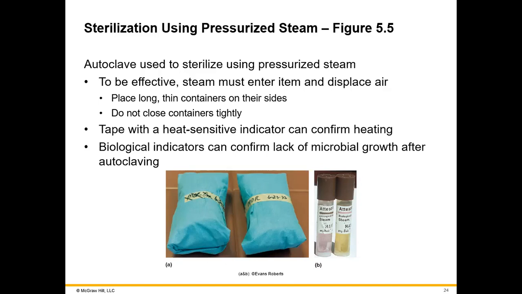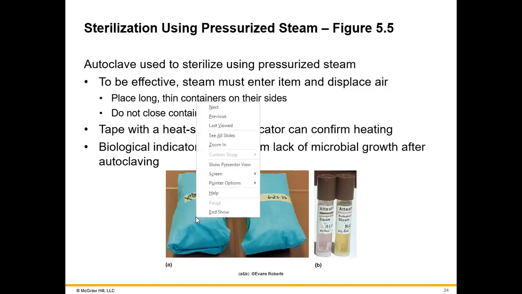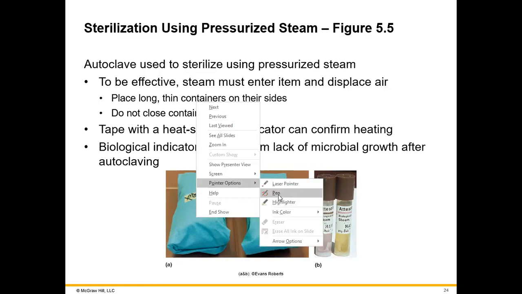You can see outside those blue covers on those materials. There is tape where you put a name, date, for example. You can identify the material, but the tape is a special tape that has an indicator in it. So to the left in panel A, I want to give you, use a pointer.